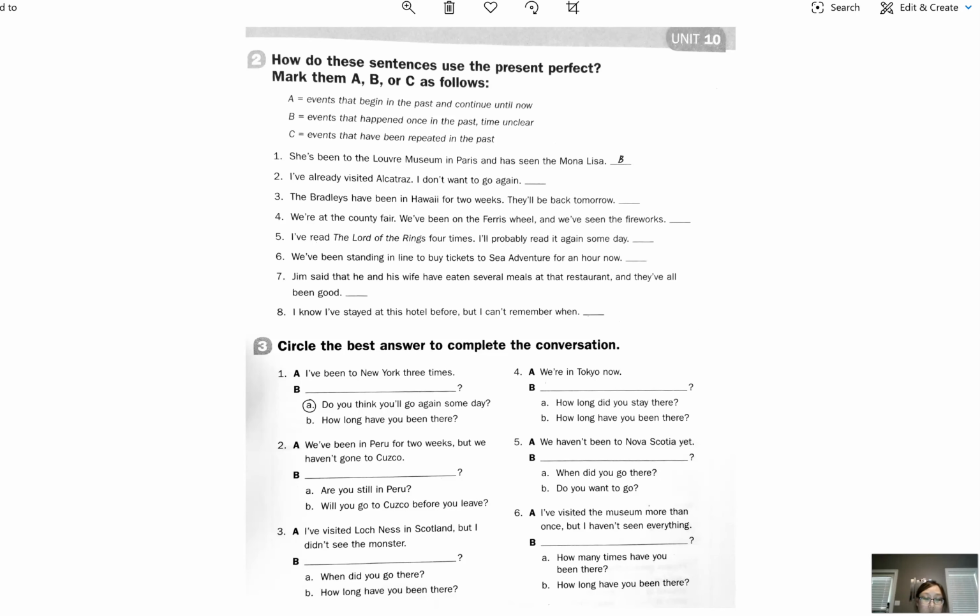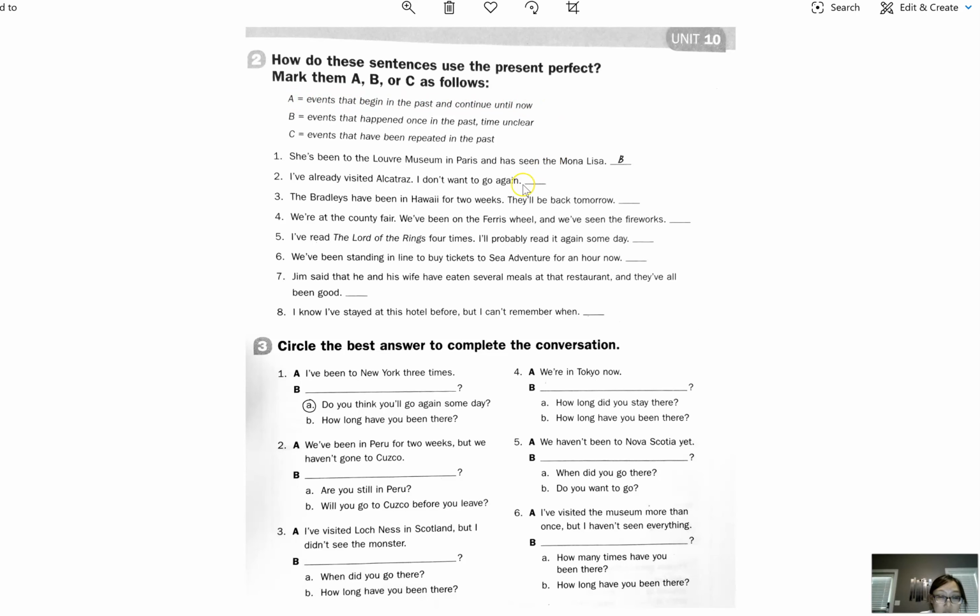Okay, so let's look at number 1. I've been to New York 3 times. The appropriate response is, do you think you'll go again someday? You can see that letter B is incorrect because this person is not still in New York. In the past, this person has been 3 times, but letter B is for events that begin in the past and continue until now.